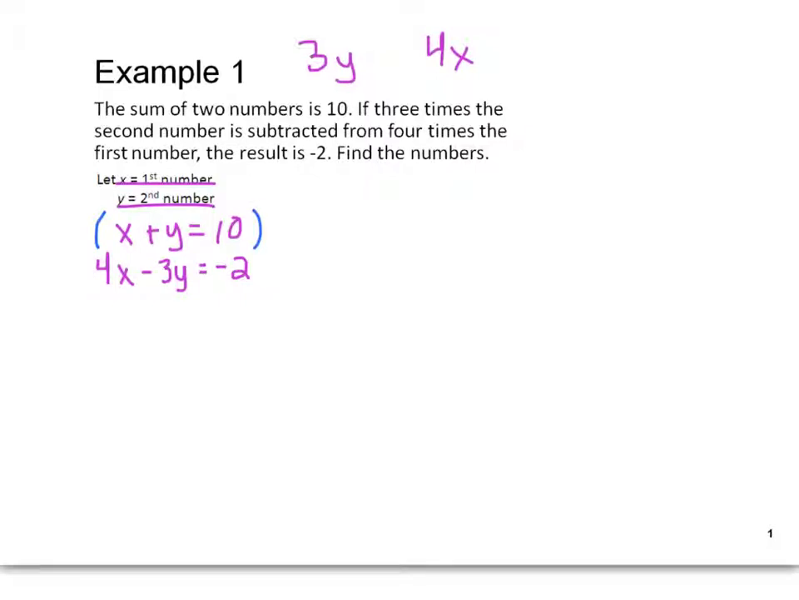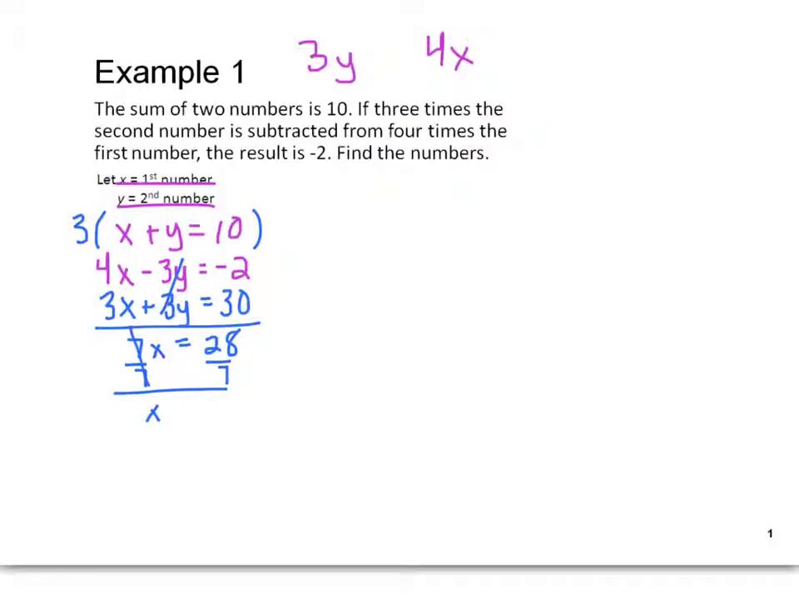I'm going to eliminate because I can see here that if I multiply the first equation by 3, then that's going to give me a 3y, which will cancel out with the negative 3y. But I have to multiply the whole equation by 3, that whole first equation. So I get 3x plus 3y equals 30. 4x plus 3x is 7x. The y's cancel. Negative 2 plus 30 is 28. Divide on both sides. And then x equals 4.